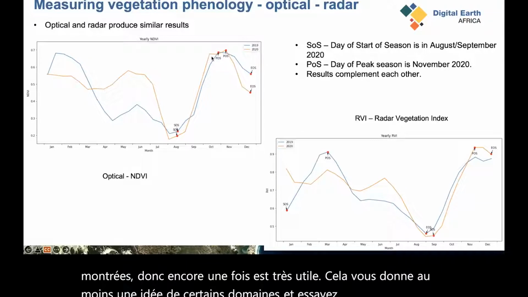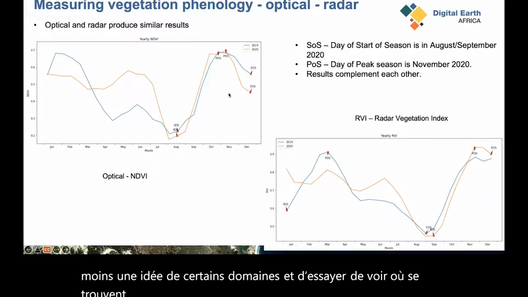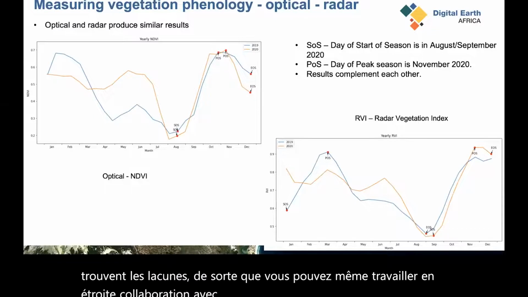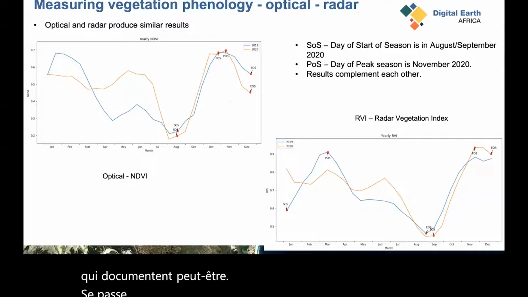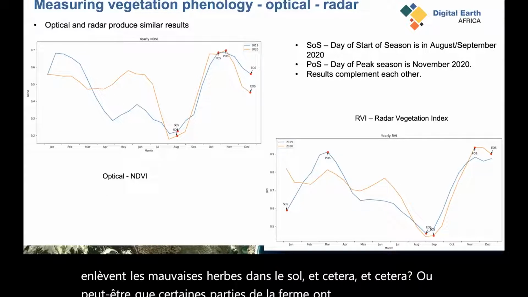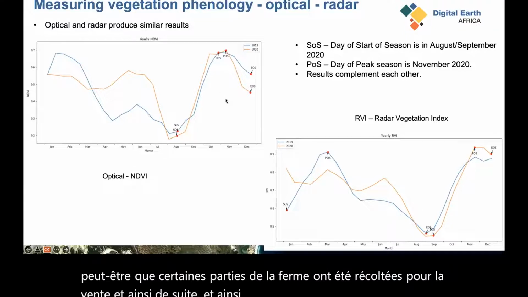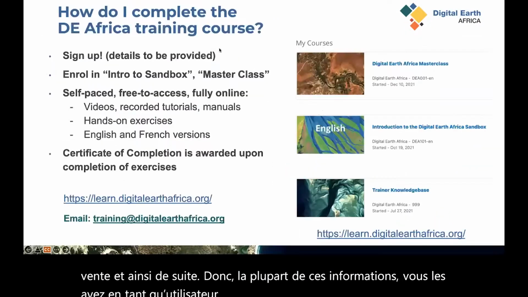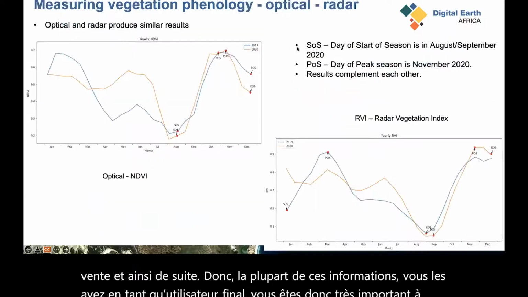So around these months, now you can even be able to work closely with the farmers who are maybe documenting what was happening. Were they harvesting, or are they removing bad weeds in the ground, etc., or maybe some parts of the farm were harvested for sale, and so on and so on. So most of this information, you have it as the end user. So you are very important in this process, leaving no one behind.